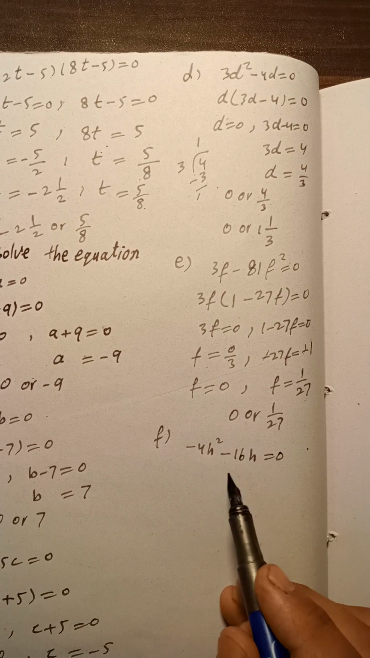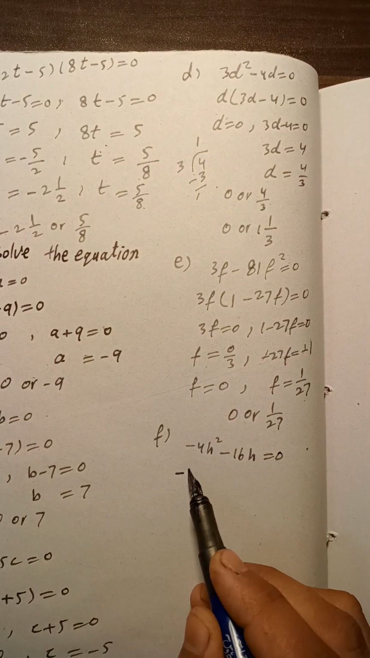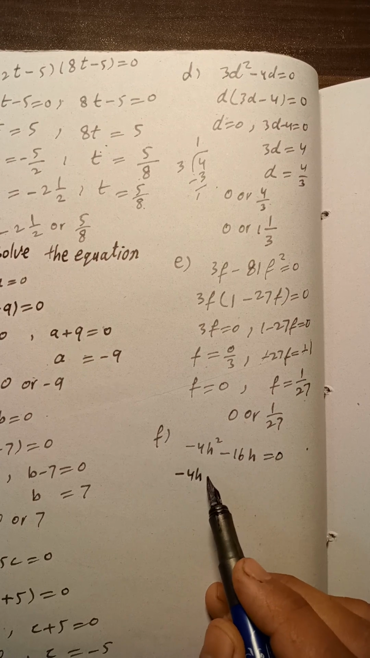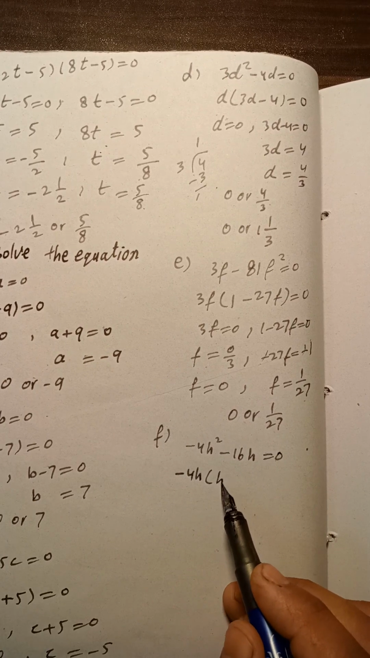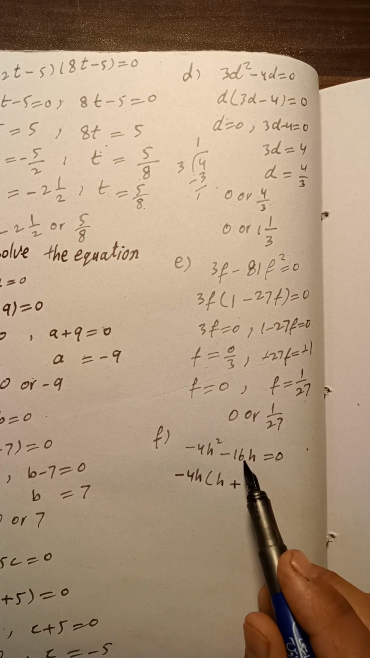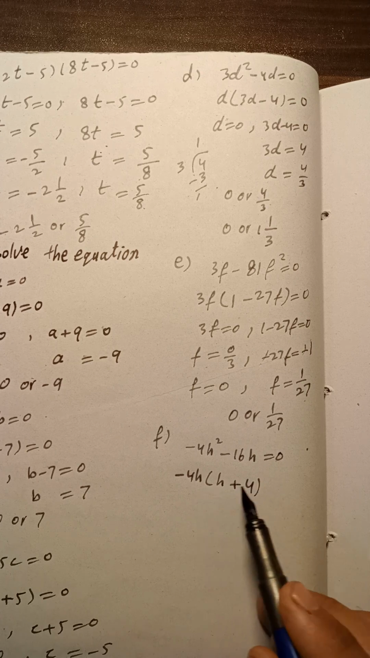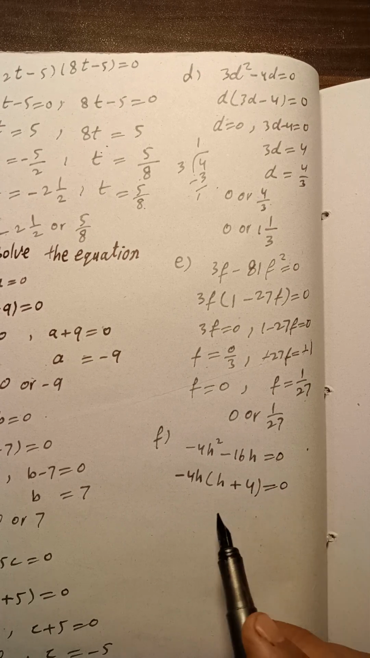Here, minus 4h square minus 16h is equal to 0. You will take minus 4 and h as common. Here only h will remain, and due to this minus sign you will change the inner sign to plus, and 4 fours are 16, 4 here, h is out, so it is equal to 0.